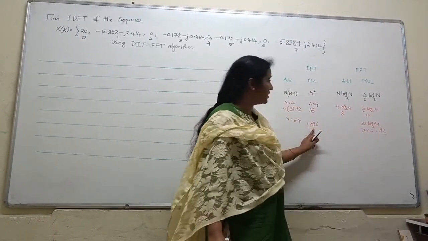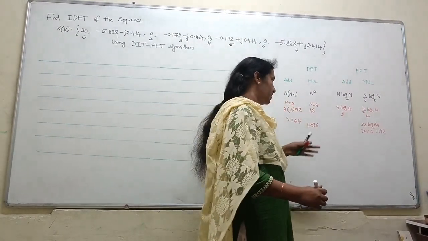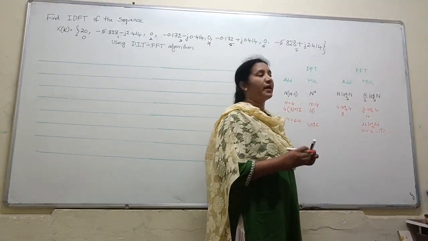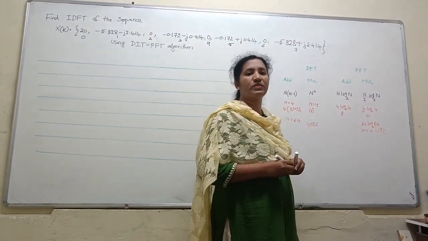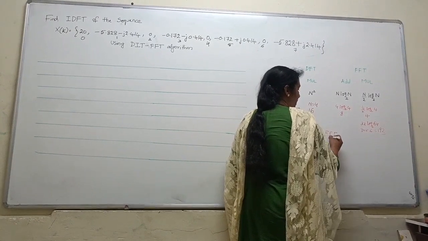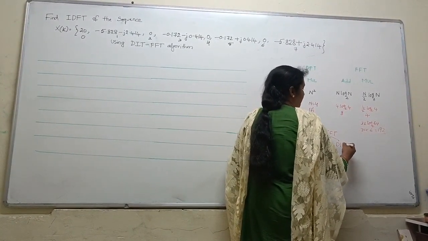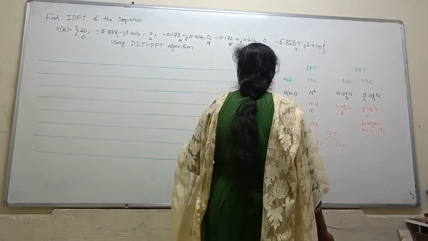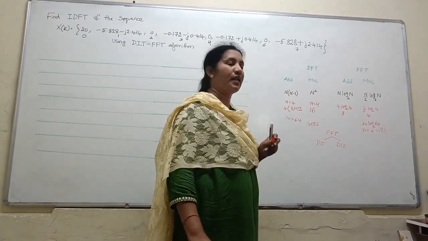So where there are thousands, here it is in hundreds. There is a lot of reduction when you perform using the fast Fourier transform. That's why we are going for the fast Fourier transform. Now in fast Fourier transform there are two methods: decimation in time and decimation in frequency. Today in this session we are going to see the decimation in time fast Fourier transform algorithm.